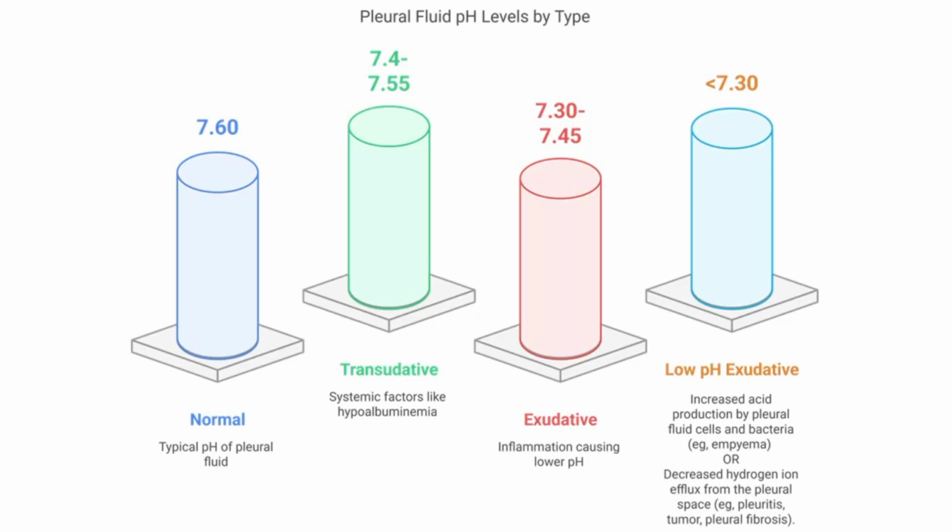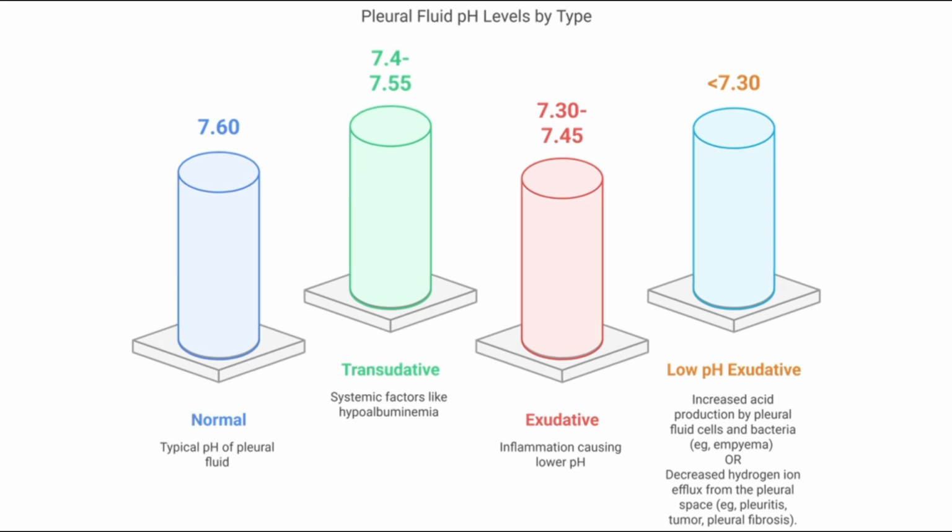First thing you need to know about the pleural effusion is the differences between the pH levels. The normal pH of the pleural fluid is approximately 7.6. The transudative pleural effusion has a pH of 7.4 to 7.55. It is usually caused by systemic factors. The exudative pleural effusion has a pH of 7.3 to 7.45. It is usually caused by an inflammation.